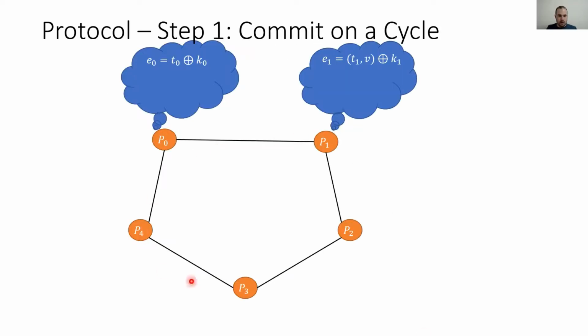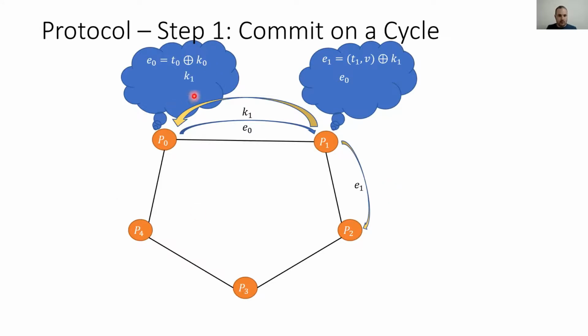So let's see on a cycle. First, player 0 XORs his type with a random key, and player 1 XORs his type and a bit string v, that we will need in further steps, with a random key. Player 0 sends his encrypted data to player 1. Player 1 receives it and sends his key to player 0 and his data to player 2. At this moment, player 1 is committed to his data because all his data to recover his type is already out.